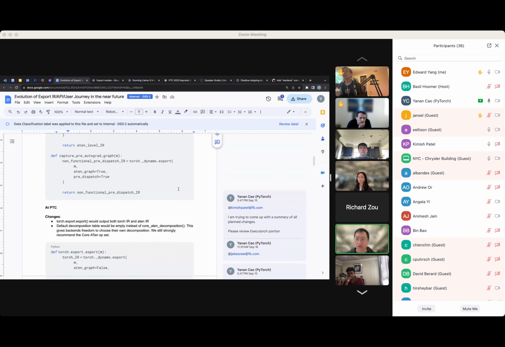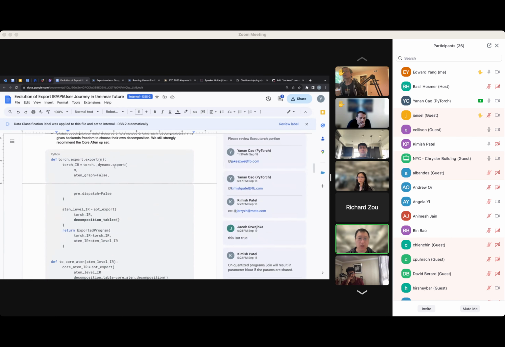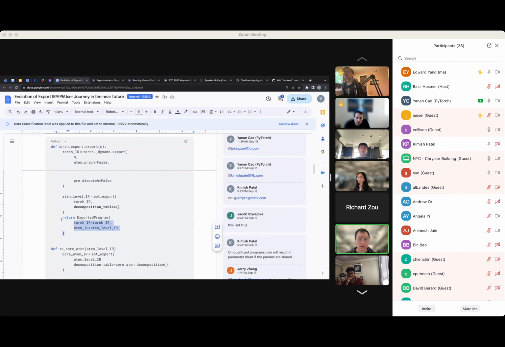At PyTorch Conference, I plan to make some changes. So this is what users will see at PyTorch Conference. There will be Dynamo export where you say aten_graph is false, please pass it out, so you still get a Torch IR. And you get A10 level IR, but the decomposition table is empty, meaning that we try to disable a lot of decompositions so users can get more freedom in decomposing their ops. And the return object will contain both. But the default accessible one will be the A10 level IR, and Torch IR will be accessible via, say, a property.